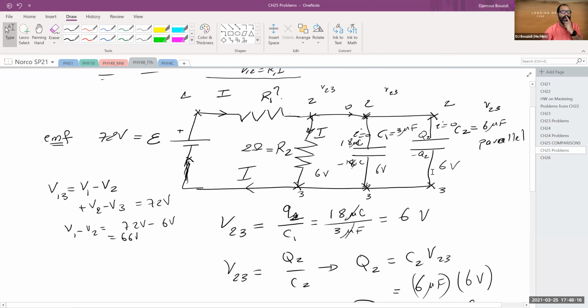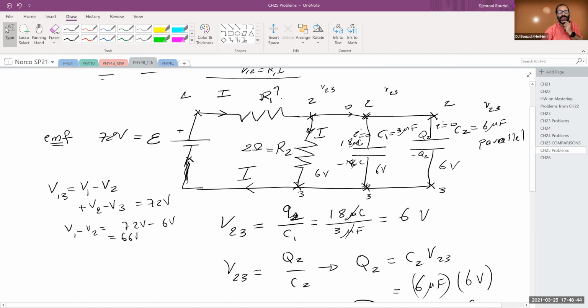Now, they ask me to find what this charge Q2 is. Well, since I know the voltage drop between this point and this point is 6 volts, and I know the capacitance, all I have to do is multiply C times V, and now I'm in business. C is actually 6 microfarads, and V was 6 volts, which I found. So that's giving me 36 microcoulombs, I'm sorry, for the charge in here. So there must be a negative 36 microcoulombs on the other side.